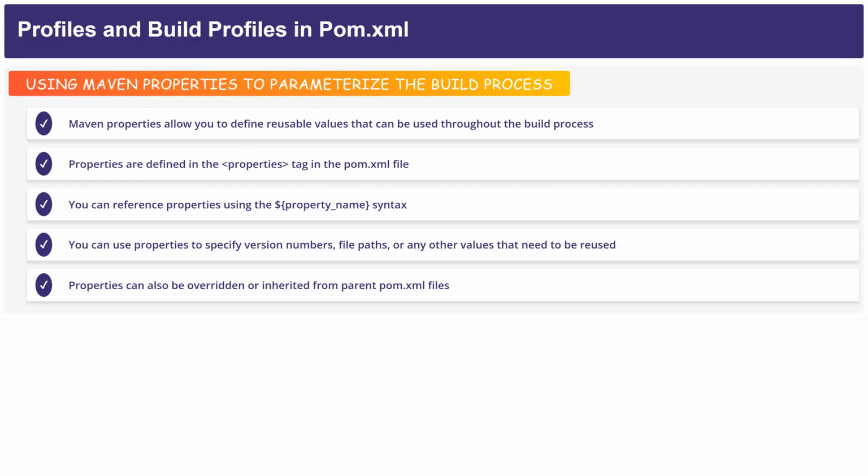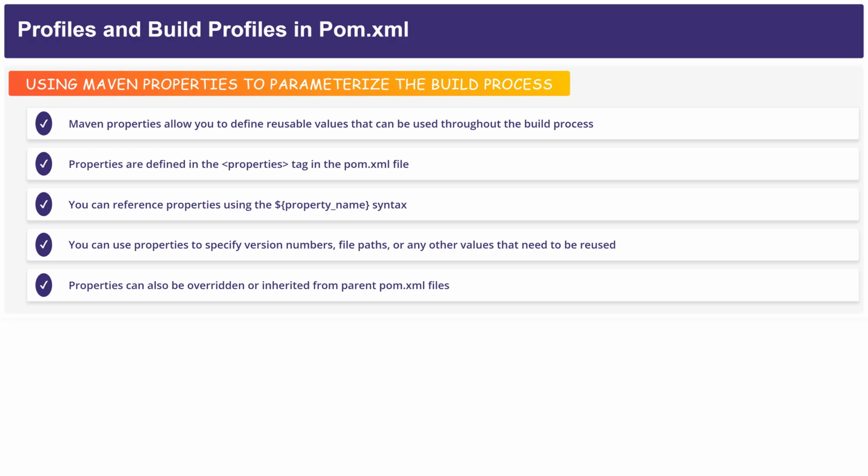Maven properties are a powerful feature that allows you to define reusable values that can be used throughout the build process. Properties are defined in the properties tag in the Pom.xml file. Inside the properties tag, you can define key-value pairs, where the key is the property name and the value is the property value. You can reference properties using the ${property_name} syntax.